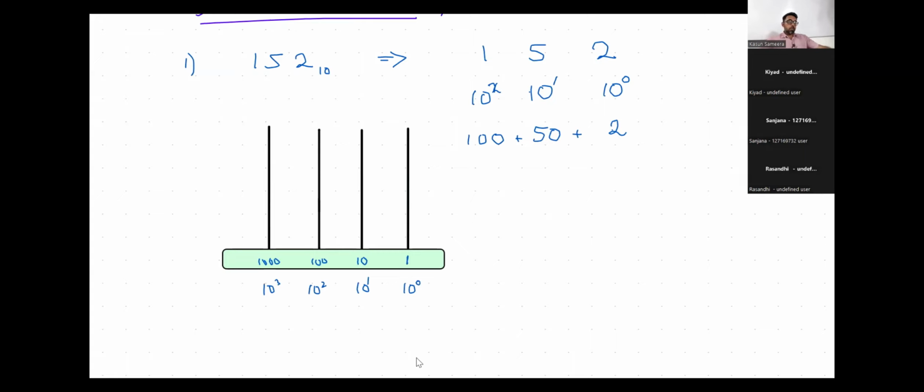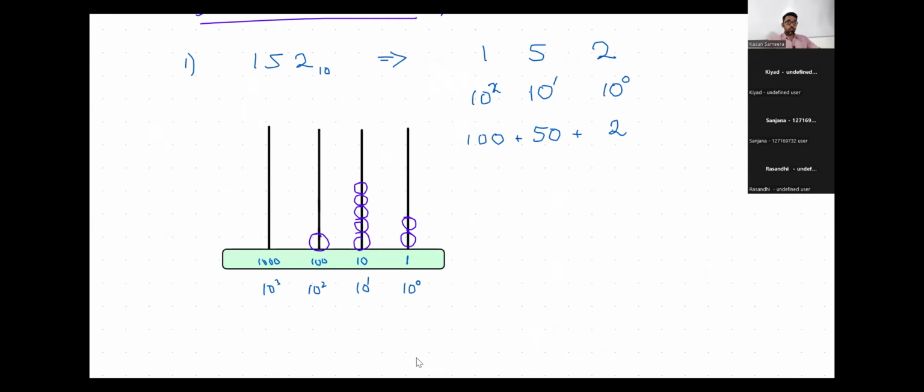Then how are you going to represent this number 152? You represent them with circles. 2 represents 2 circles: 1, 2. 5 represents 5 circles: 3, 4, 5. 1 represents 1. Clear? Now listen carefully. This is how we're going to represent this number.